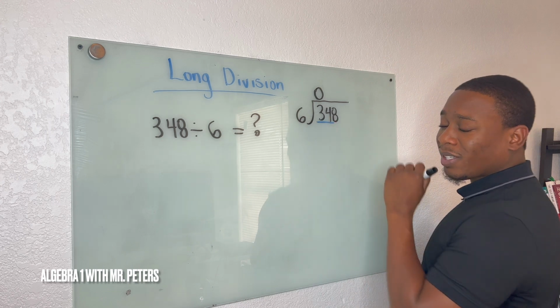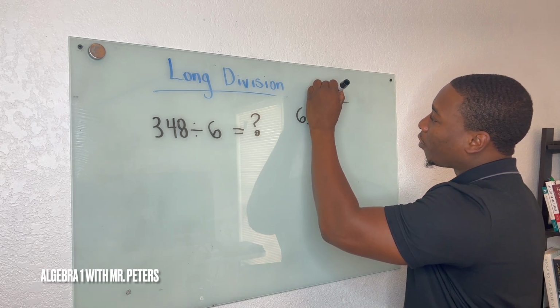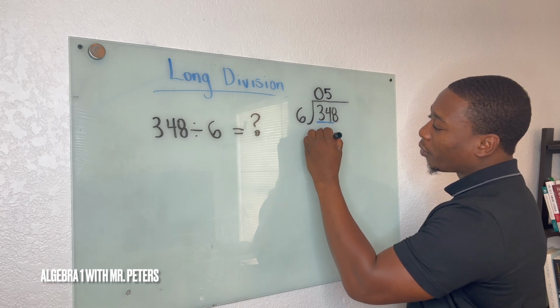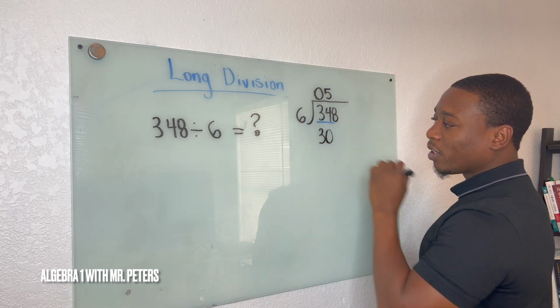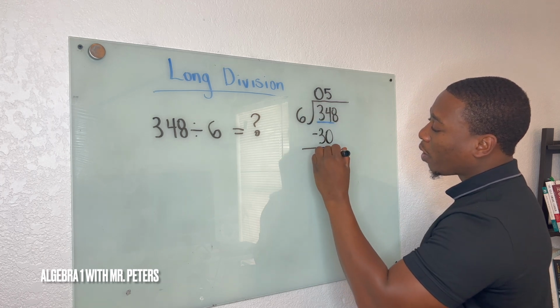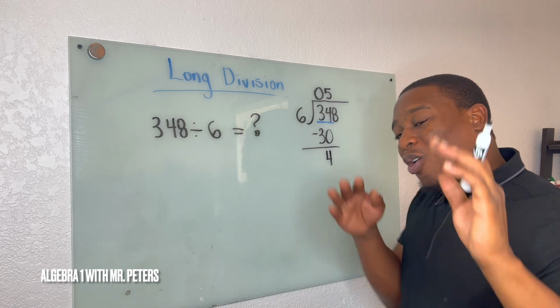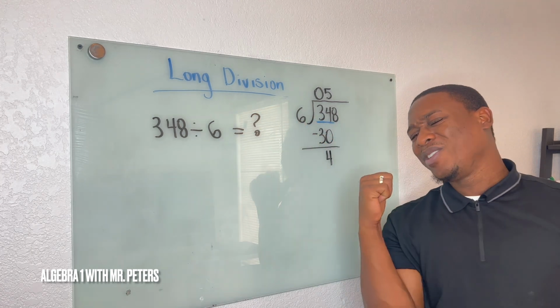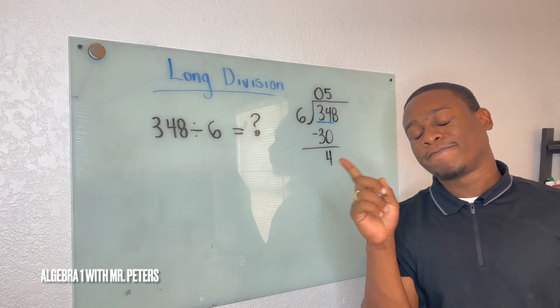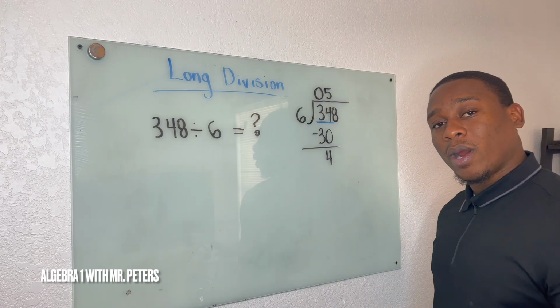So I know 6 into 34. If we multiply by 5, we can get 30, right? 5 times 6 gives us 30. We know we're always subtracting. So now we have 4 as our remainder. But hold on. Are we done with this problem yet? Nah. And I know you guys know. So great job right there, guys.